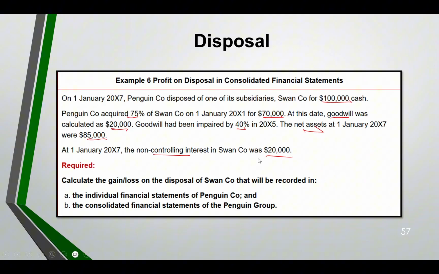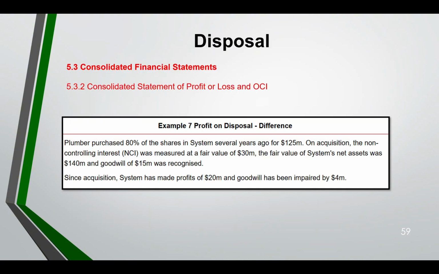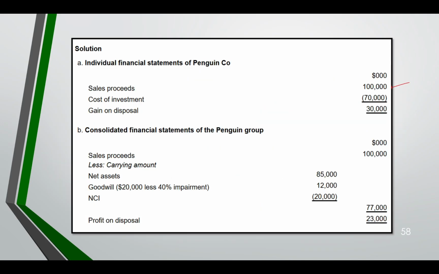So first let us calculate the individual. Individual, it is the sale proceeds. How much did you sell it for? 100,000 cash. So 100,000 is your sale proceeds. And the cost of investment is simply the 70,000 because you have acquired at that. So straight away 30,000. Individual profit and loss is very easy, straightforward. Difficulty comes in consolidated. Not difficult, but it has more steps.